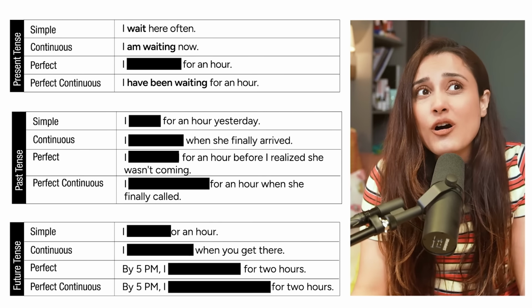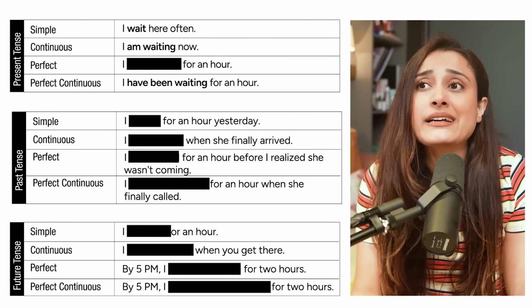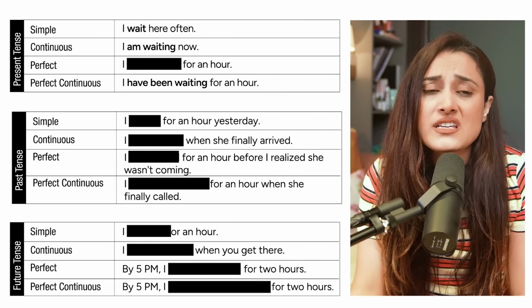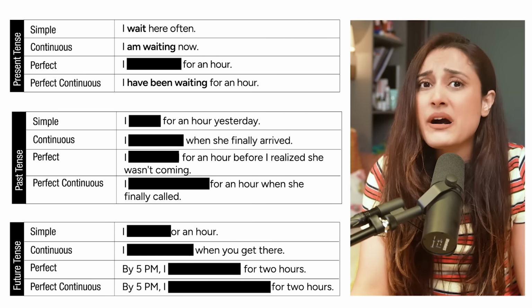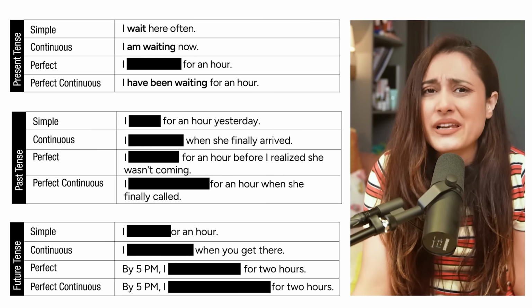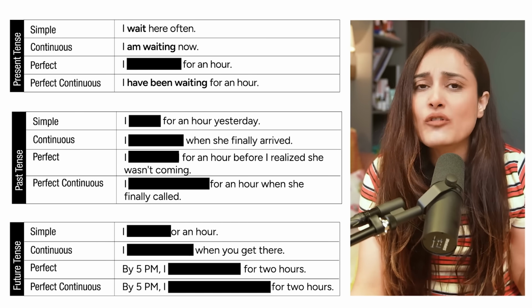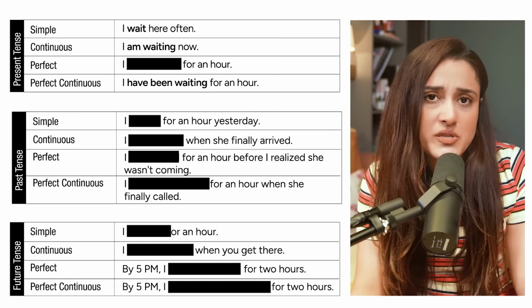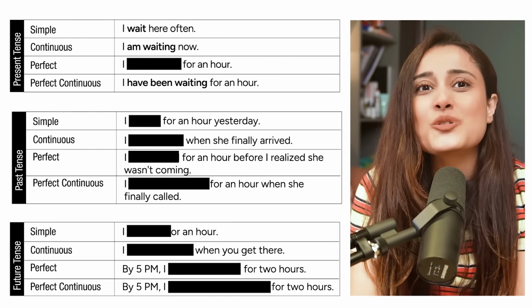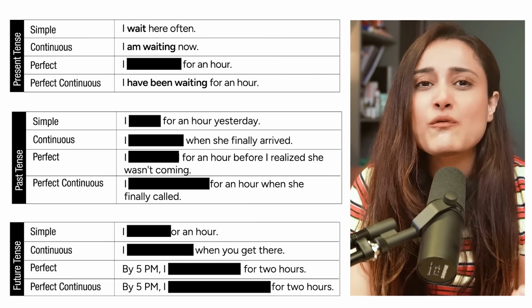I wait here often means that this is something that has become a fact or is something that has become a habit. But when I say I'm waiting now, it's something that is happening right now. It doesn't usually happen. So the intent of the speaker is very different in the 2 sentences. These are the nuances you need to understand if you want to speak fluent English.